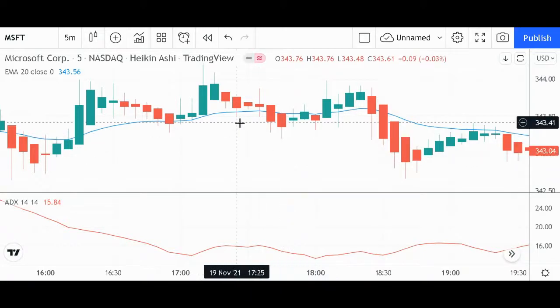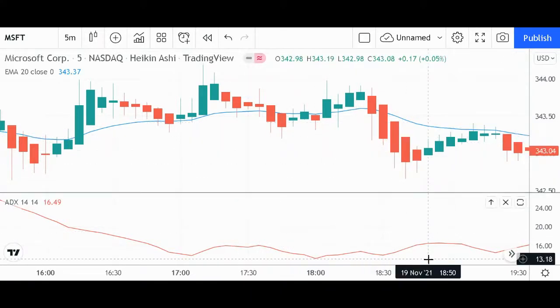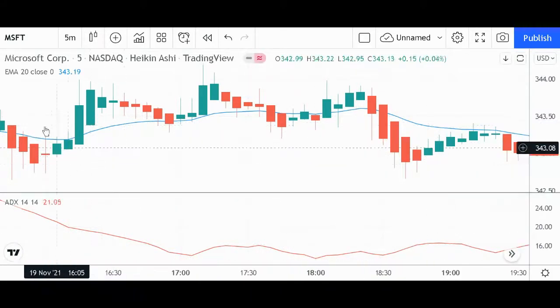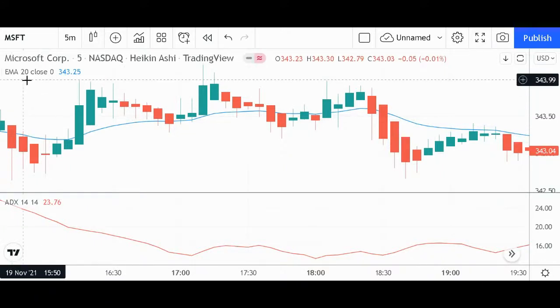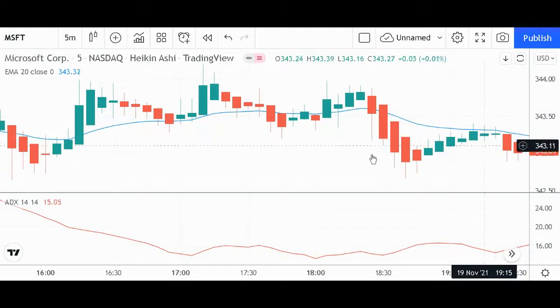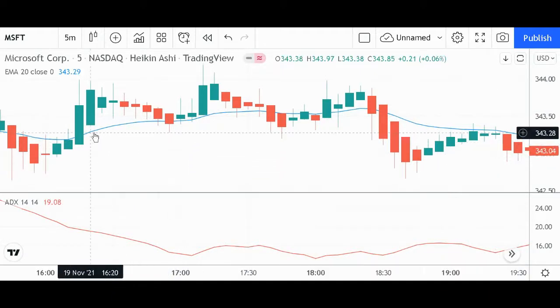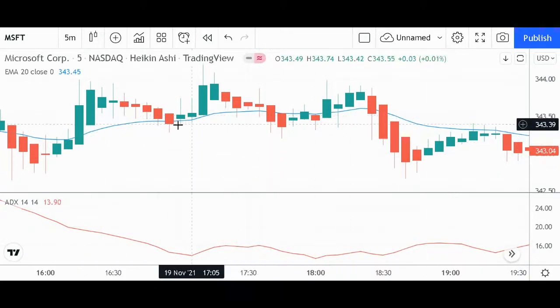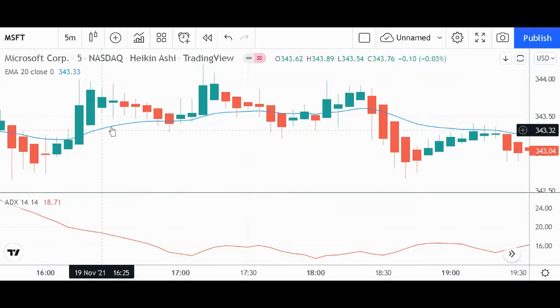So I've got the 5-minute candles, Microsoft stock, and I've got just a regular old EMA 20-period exponential moving average. That's the blue line up here. And some people use this to determine the trend. There are a lot of things you can do with the blue line, the EMA 20, okay?